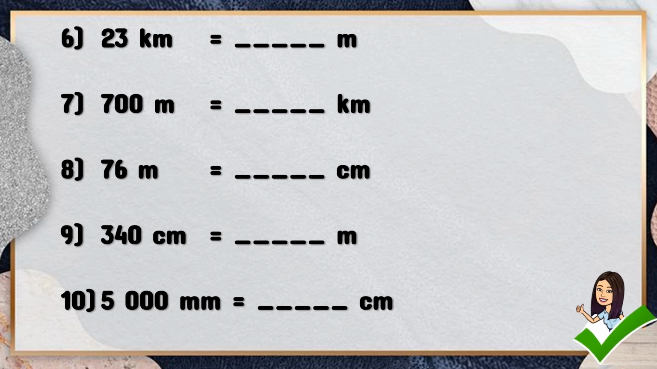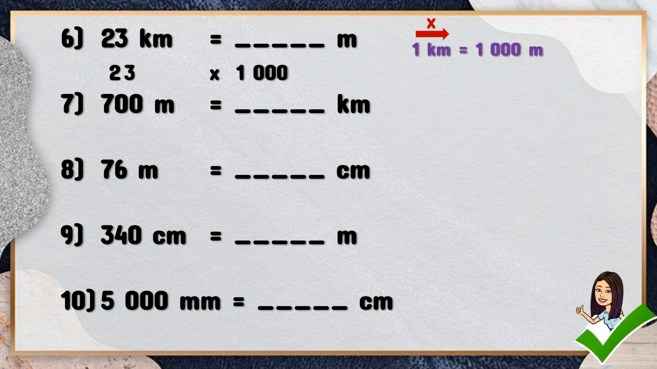For number 6, 23 kilometers to meters. So 1 kilometer is equal to 1,000 meters. Since this is large to small unit, we use multiplication, moving the decimal to the right. So 23 times 1,000. Since this is 1,000, we move the decimal 3 times. From here, 1, 2, 3. Then add 3 zeros. So 23 kilometers is equal to 23,000 meters.